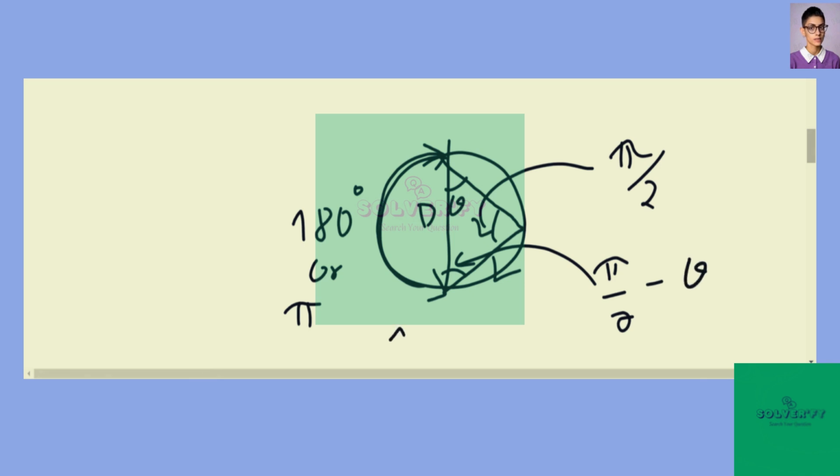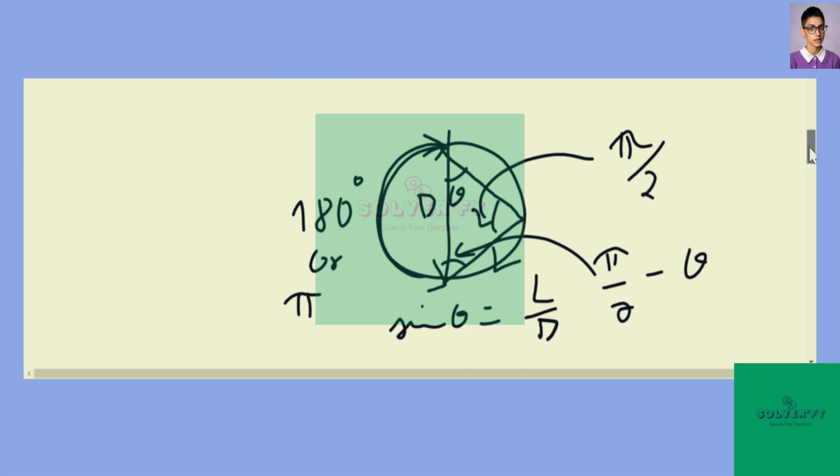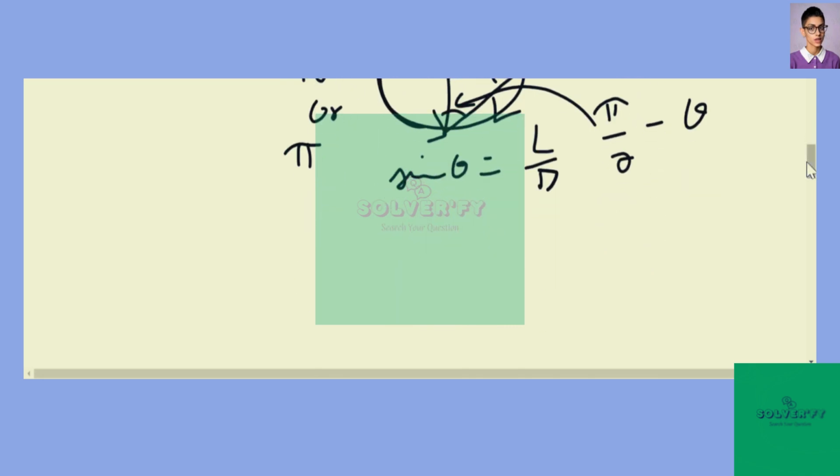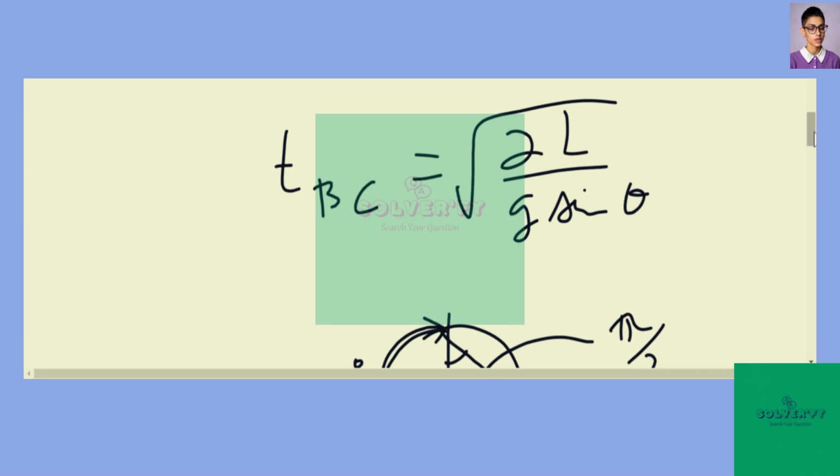So we know that sine of theta is equal to L over D. So we can see that these two equations agree, D being equal to L sine theta. And that's why these two times are equal. And that is all.